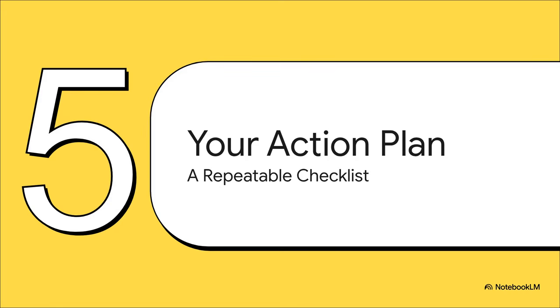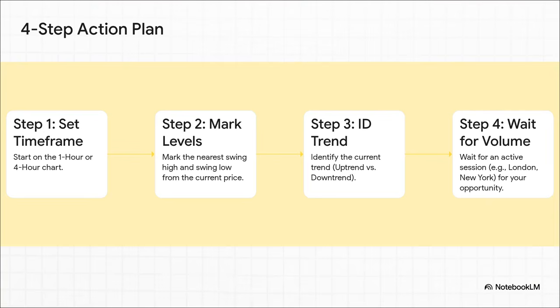Okay, let's bring this all home. This is your action plan, a simple, repeatable checklist that you can use every single day. Here it is, the whole thing in 4 easy steps. Step 1, get on your 1 hour or 4 hour time frame. Step 2, find your current price, then mark the nearest swing high and swing low. Step 3, use those levels to identify the trend. Are we in an uptrend or a downtrend? And finally, step 4, and this is key, wait. Wait for an active session to actually look for your trade. That's it, from a blank chart to a solid plan.